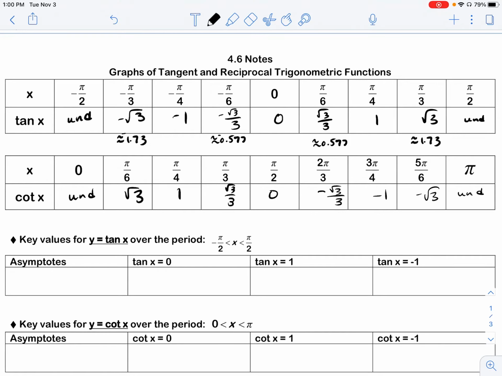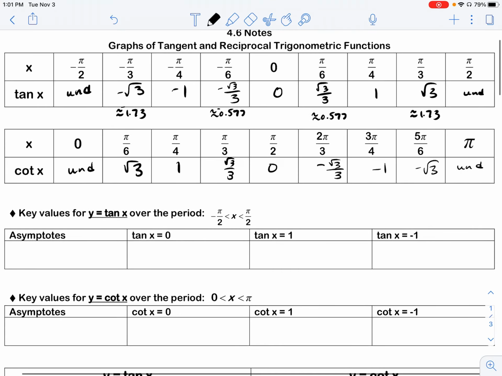A couple of other values I want to make sure you're aware of: we have negative root 3 and negative root 3 over 3, and then the opposites of those. I wrote those approximate values down below because we're going to be graphing them, and not all of us know right off the bat what something like root 3 over 3 is equal to. I did the same for cotangent.